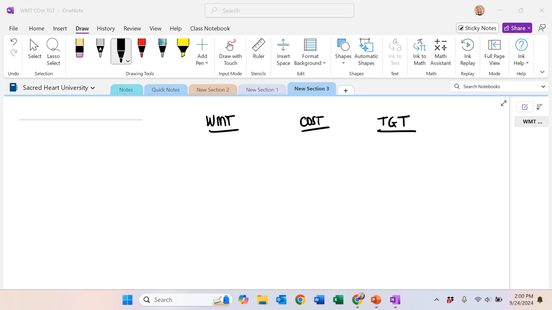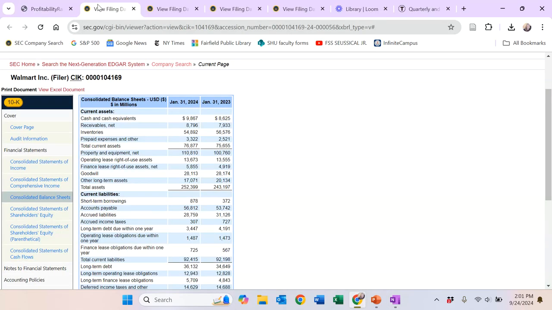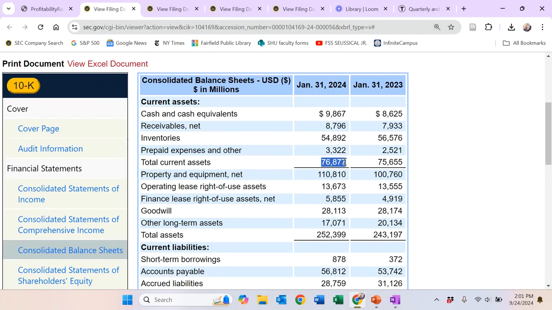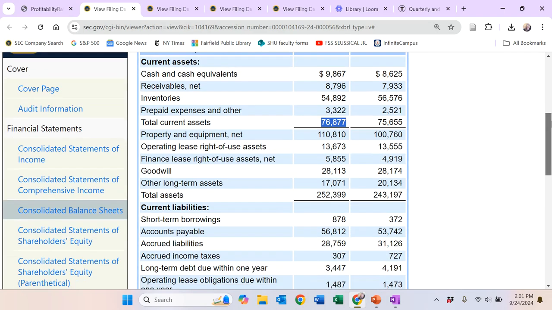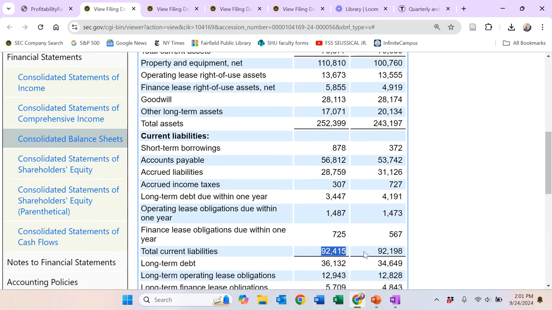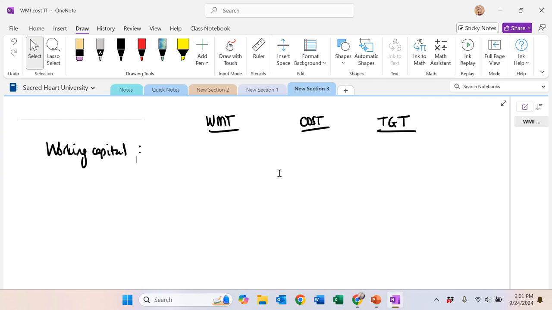Let's start with the dollar amount of working capital before we get into the ratios. Working capital, again, that's equivalent to the current assets minus the current liabilities. So we're going to go into Walmart's balance sheet. I see current assets for Walmart of 76,877. From that, I'm going to subtract out Walmart's total current liabilities of 92,415. So clearly, we're going to get a negative number. Walmart's working capital is a negative 15,538.